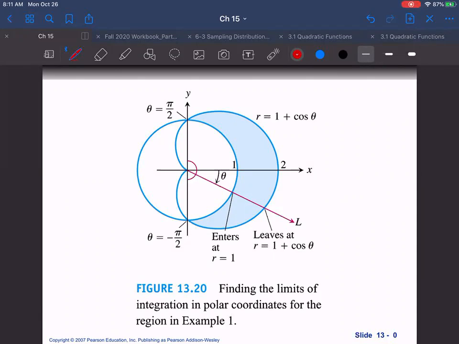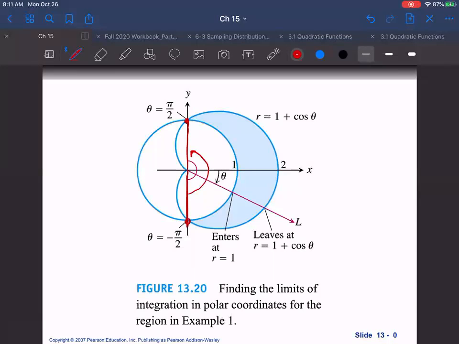And then you're interested in, when does it enter? Where does it exit? You can see that the area between them, this whole area here in this light blue, starts down here at negative pi over 2 and then rotates all the way around to pi over 2. So that's going to be our integration limits for theta.